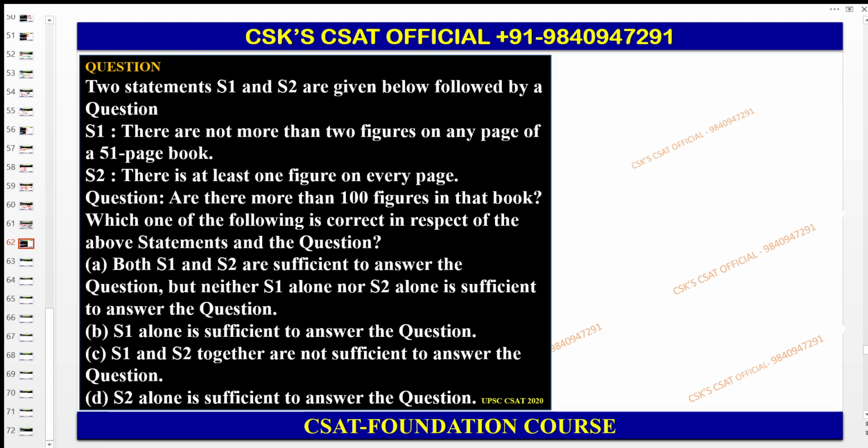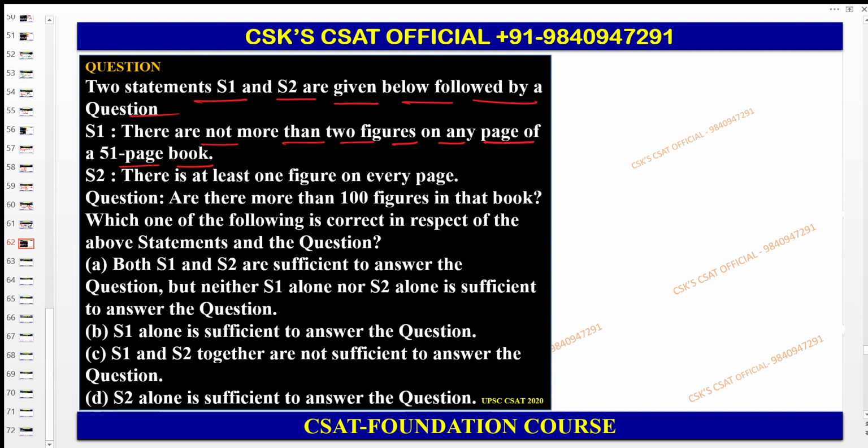Yes, this question looks very lengthy. By reading, you can easily understand and easily solve. Understand here. Two statements, S1 and S2, are given below, followed by a question. S1: there are not more than 2 figures on any page of a 51-page book. 2 figures means a book contains 51 pages, and each page contains a maximum of 2 figures only. Not more than means a maximum of.